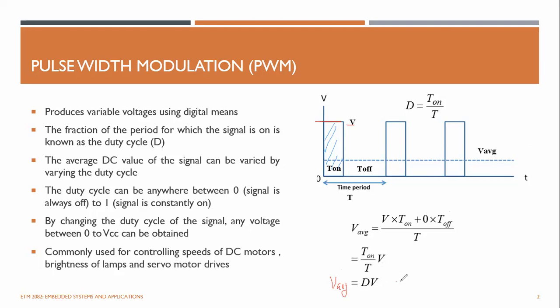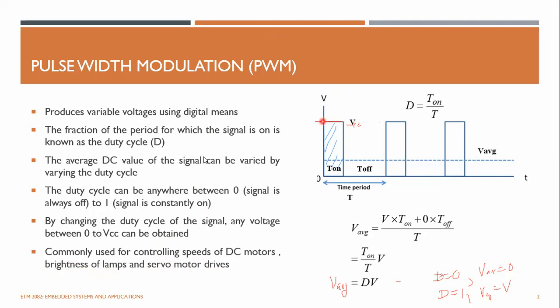When D is 0, the average voltage is 0. When D is 1, the average voltage is simply V. So any value can be obtained by changing the duty ratio. It can be from 0 to VCC, if the supply voltage is VCC, and you can achieve a new average value. This method is used for speed control of DC motors, to adjust the brightness of lamps, and in servo motor drives.